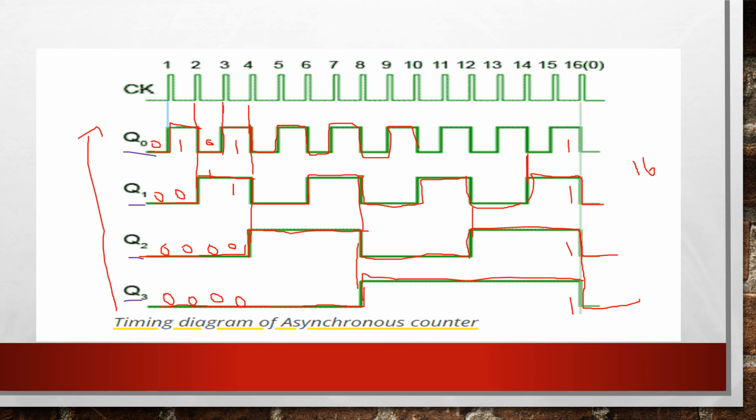Thus, the counting of asynchronous counter is done by means of the flips in the state of flip-flops, by means of connecting the D to Q bar.